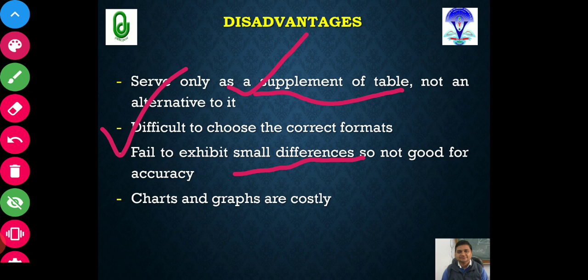Then, charts and graphs are costly, because you have to present the graph and chart on a piece of paper. For that there is printing cost, preparation cost, color cost, etc. That is why charts and graphs are costly.